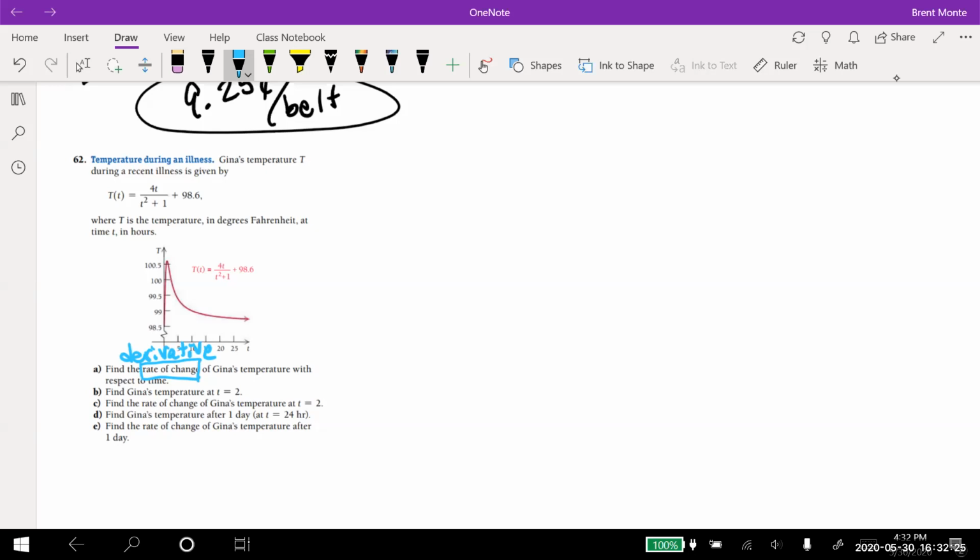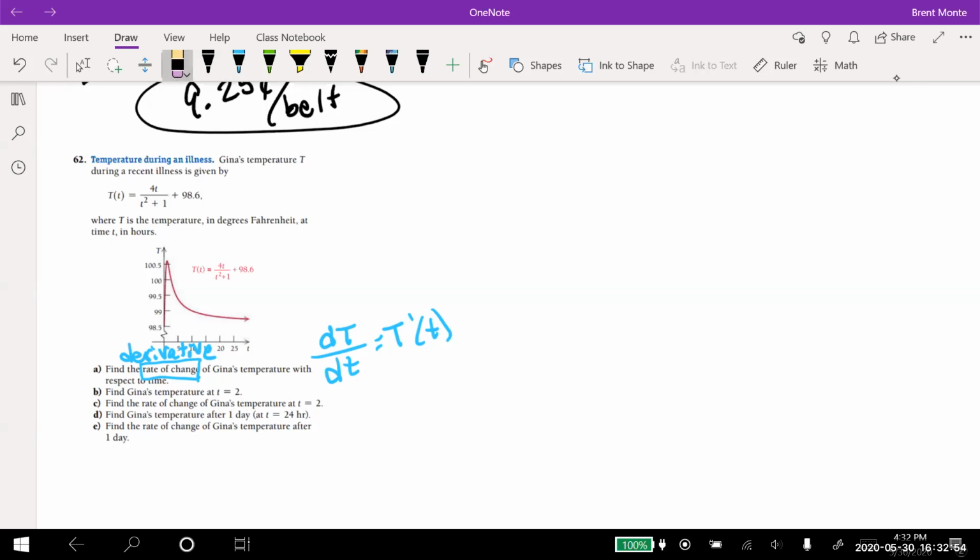So we're finding the derivative. With respect to time, it's the change in capital T, the temperature, with respect to little t, time. It's dT/dt. That would be Leibniz notation, or we could just write it in Newton's notation as T prime of t. And then find Gina's temperature at time t equals 2. We'll look at that in just a second, but let's go step by step here.